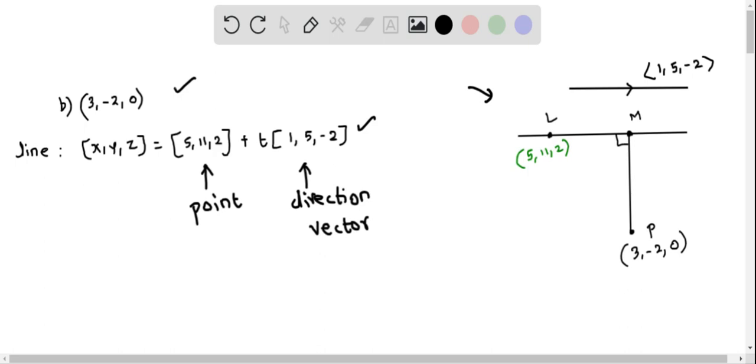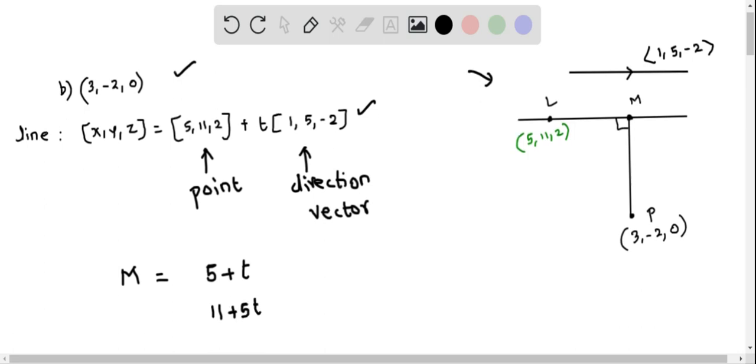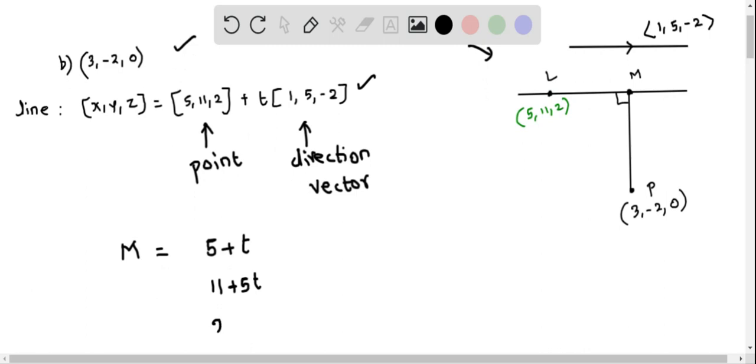So first let's write the equation of the generic point M. We can write this using the line equation, that is, we have the point plus the direction vector. So I can write this as 5 plus t times 1 is t, and then 11 plus 5t, the point plus this direction vector, and then 2 minus 2t. This is a generic point M.